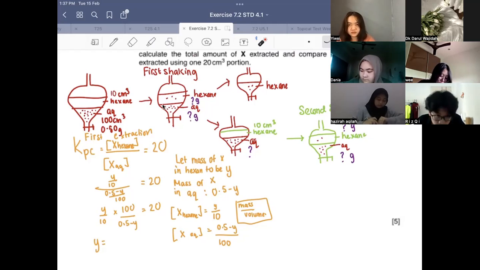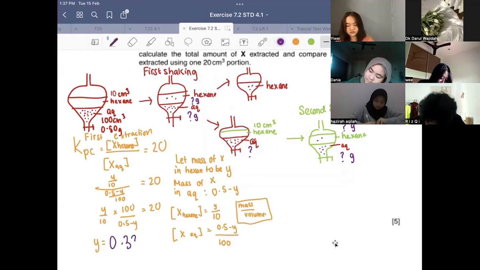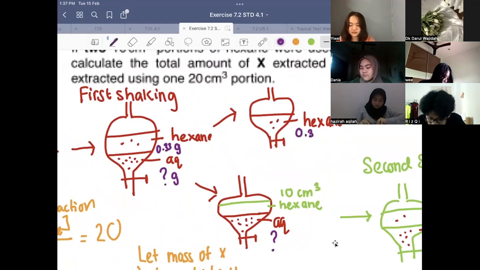We have an answer from Ridwan, but he doesn't want to say out the answer. Let me check. Thank you, Ridwan. The answer is yes, correct. Y is 0.33. So if we go back to what Y is, that is the mass in hexane. So I can update my diagram. The mass in hexane is 0.33 grams. So that means I also have 0.33 grams here after separating the layers.